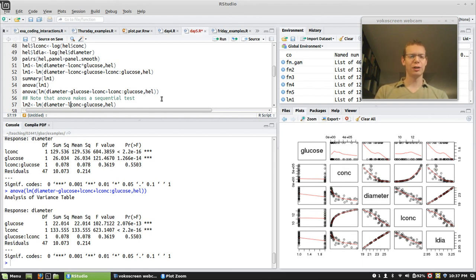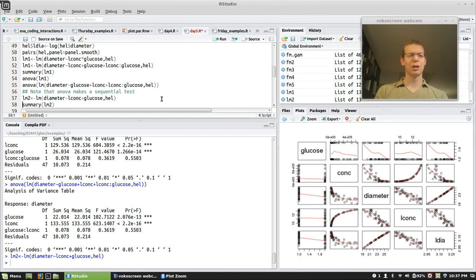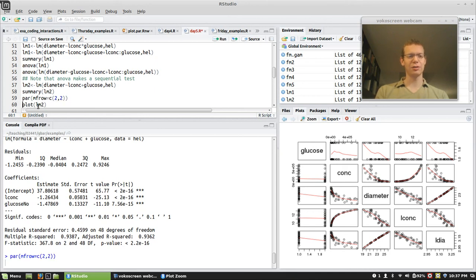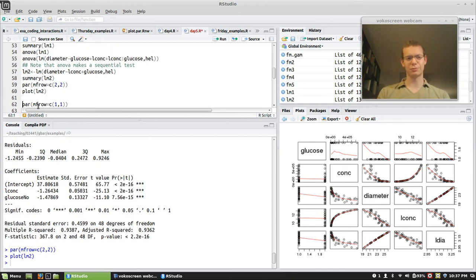So we want to get rid of the interaction. We could do it like this, or we could use update to do so. Let's look at a summary of this model, and now we see that glucose becomes significant, actually very significant. So from this it looks like we have a good model. Let's check the diagnostic plots of this.